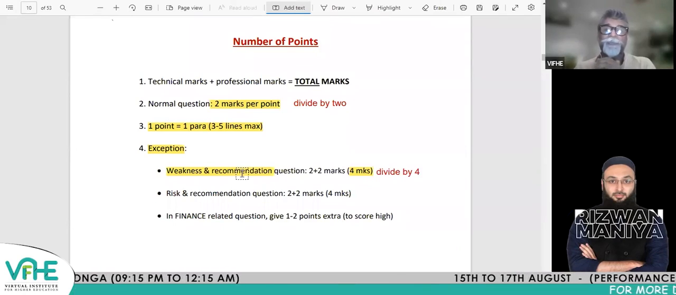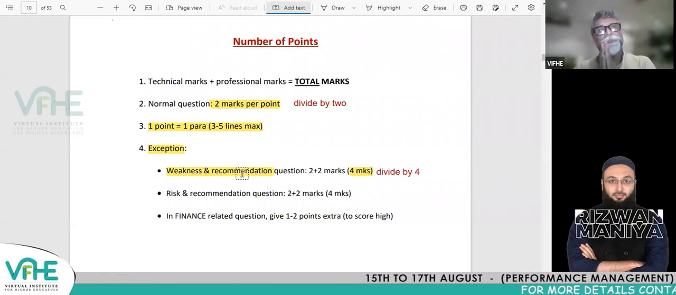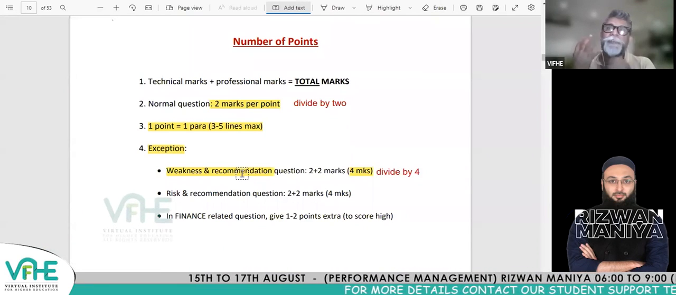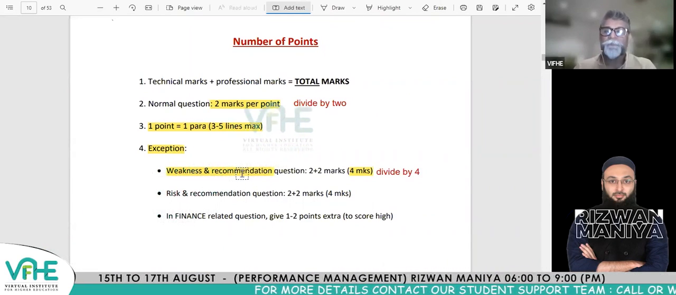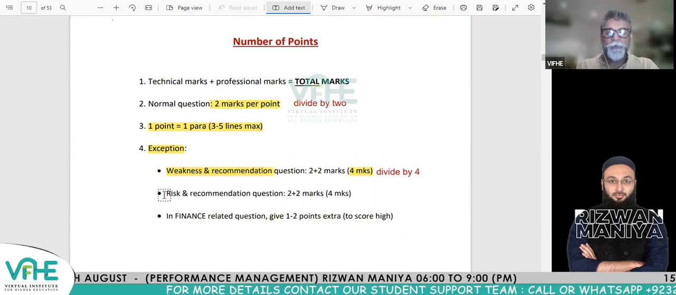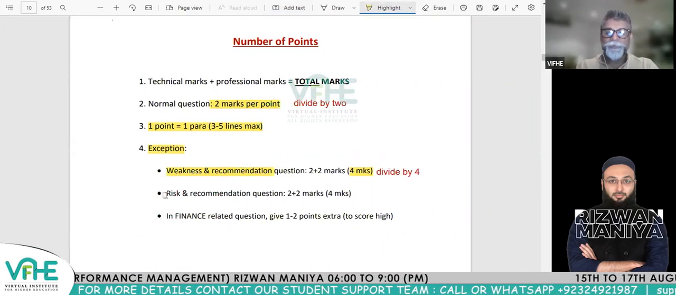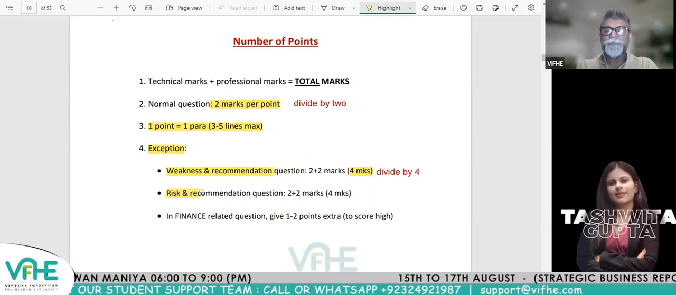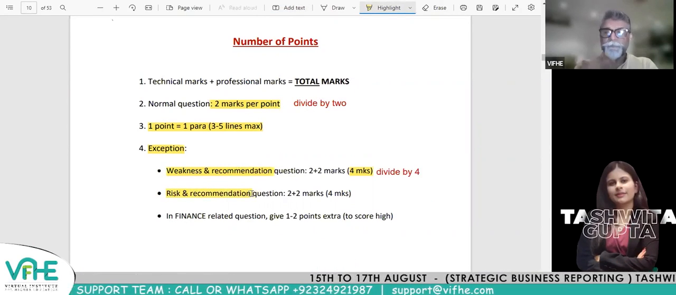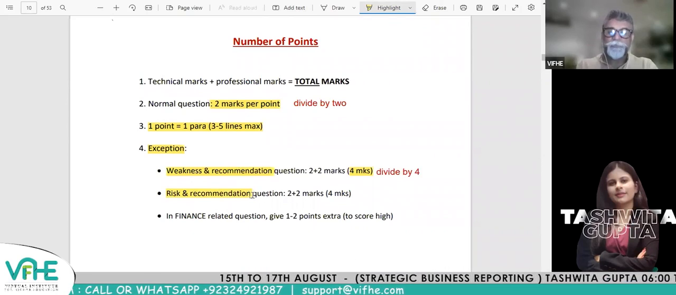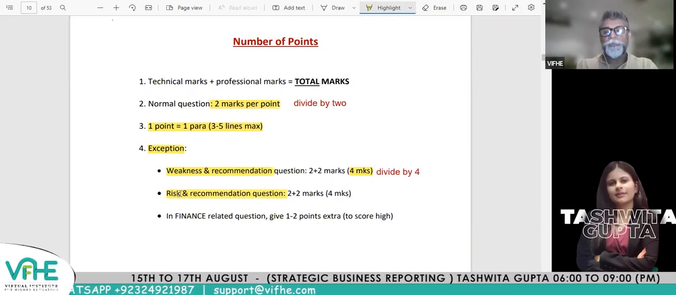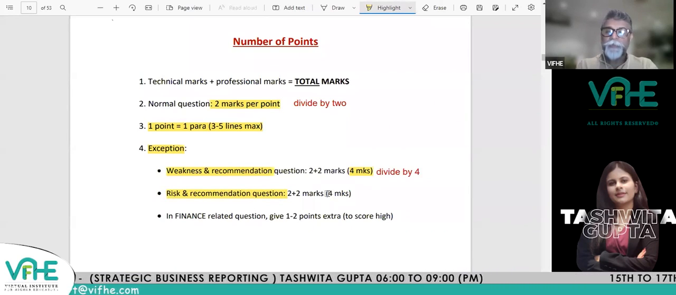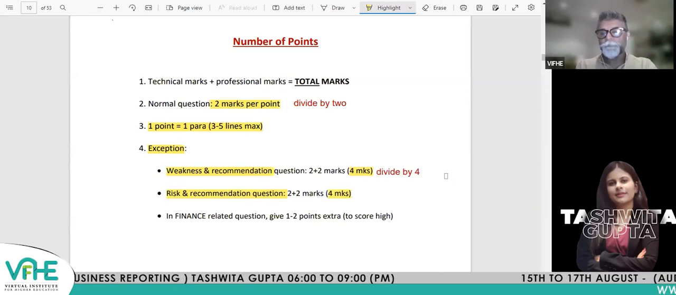I think yesterday's question was like that. We were supposed to assess the stakeholder and suggest how to manage them. So we divide by 4. Similarly, for questions on risk management, sometimes they will ask you to identify the risk and recommend risk mitigating options. So same, there are 2 things you have to identify or assess and recommend. Again, you will divide by 4.